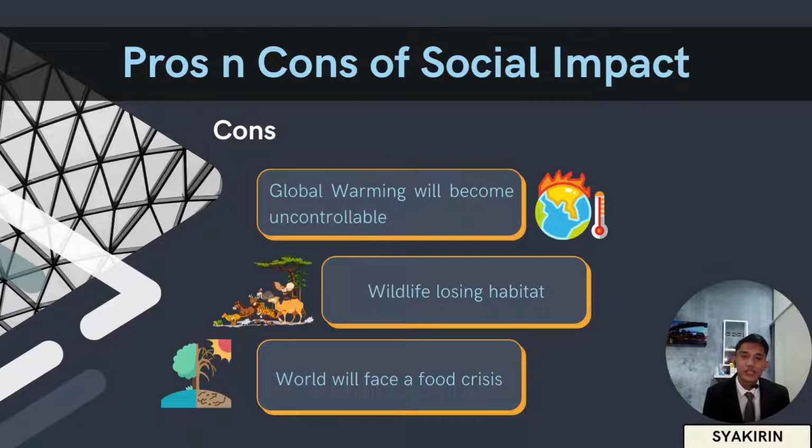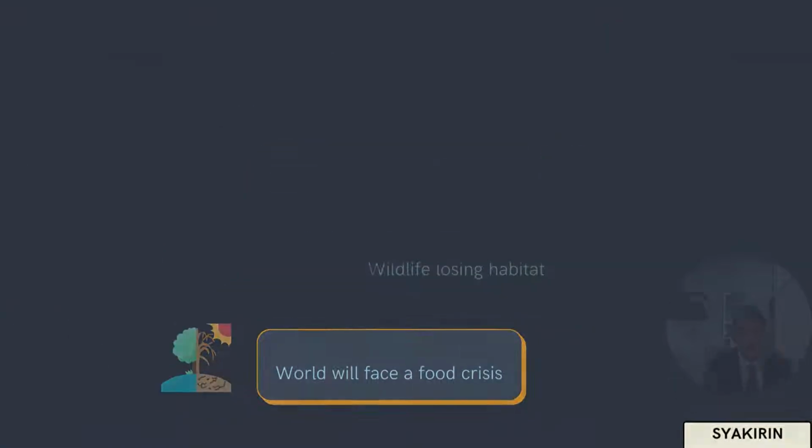Next, wildlife losing their habitat. If we continue not taking action against illegal logging activities and polluting rivers with unfiltered chemicals, it will cause our wildlife to lose their habitat. When our wildlife cannot survive, the world will face a food crisis, the supply of food will decrease and become limited. The hunger problem will be a main problem in the future.